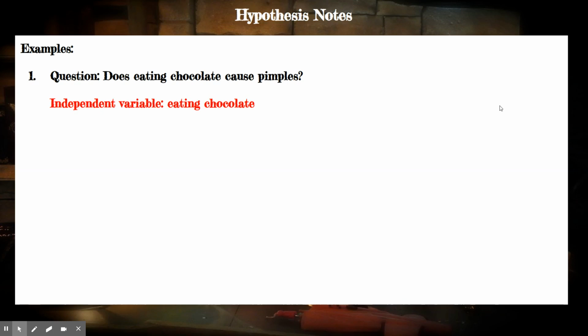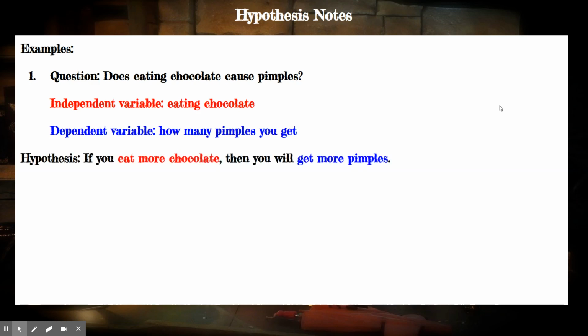So our independent variable, we already can identify what that is without even coming up with our hypothesis. After this question, we know the thing that we can control is whether or not we eat chocolate. I either can eat chocolate or I won't. Our dependent variable is how many pimples we get. We're going to ask ourselves, is eating chocolate affecting my skin? Is that affecting how many pimples I get? The cause of us getting pimples would be how much chocolate we eat in this situation.